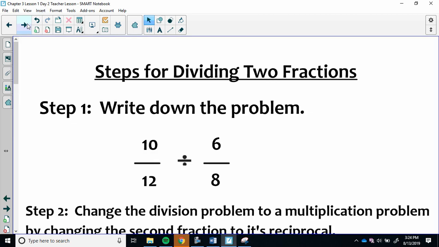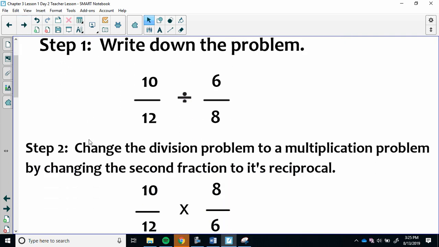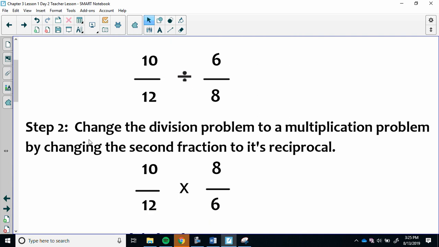So the steps for dividing two fractions. Step 1, write the problem down. You can see that I have 10 over 12 divided by 6/8. Step 2, change the division problem to a multiplication problem by changing the second fraction to its reciprocal. Notice the first fraction stays the same. We change it from a division to a multiplication, and then we write down the reciprocal, 8 over 6.